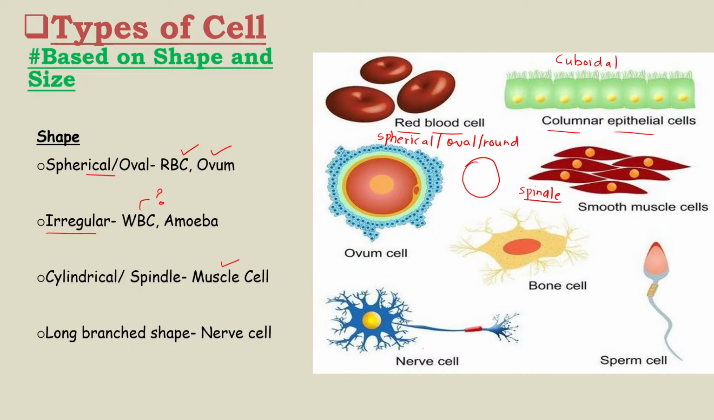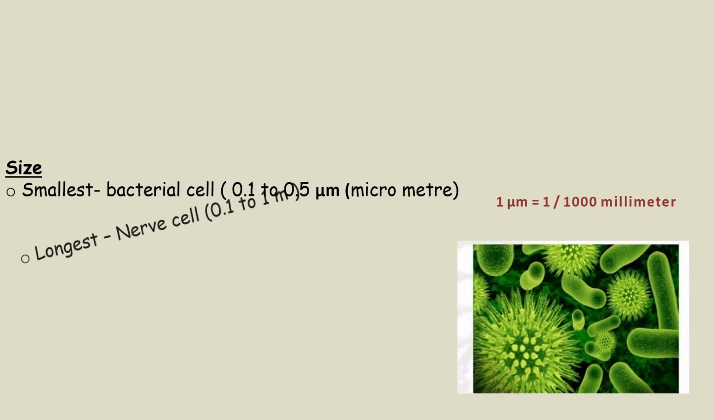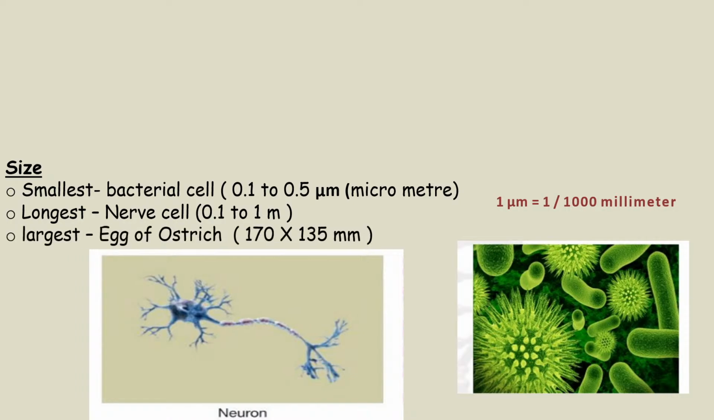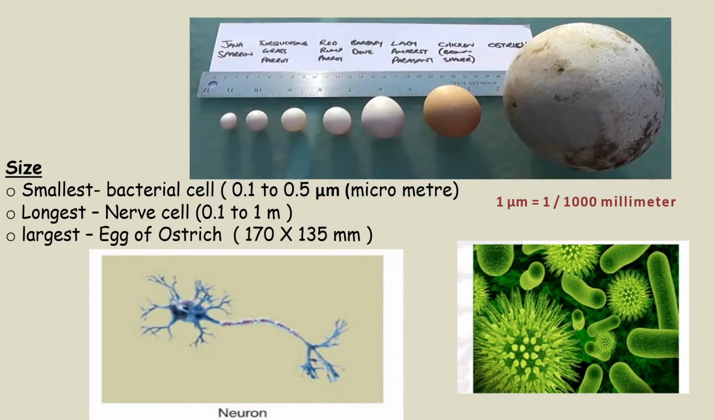So we have the different types of cell, first category based on the shape and size. Now let us understand the next category of the cell, that is based on size. That was based on shape. Now based on the size, we have different sizes. Let's understand. The smallest cell is a bacterial cell that you can see in this picture. A very tiny one, 0.1 to 0.5 micrometer. I have told you about micrometer in my previous class, microorganisms.